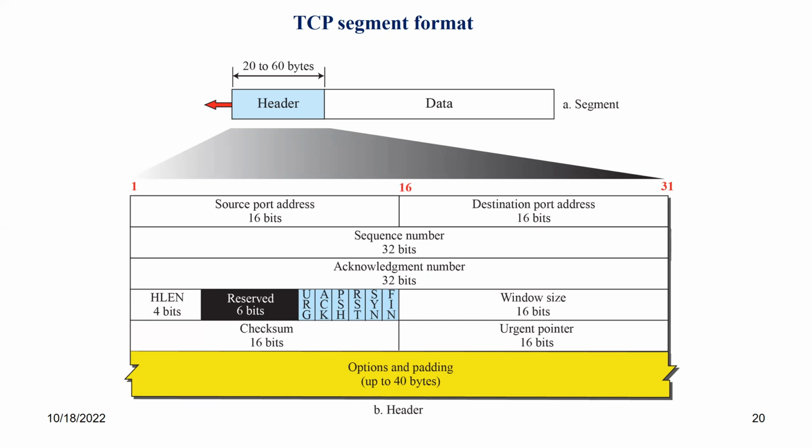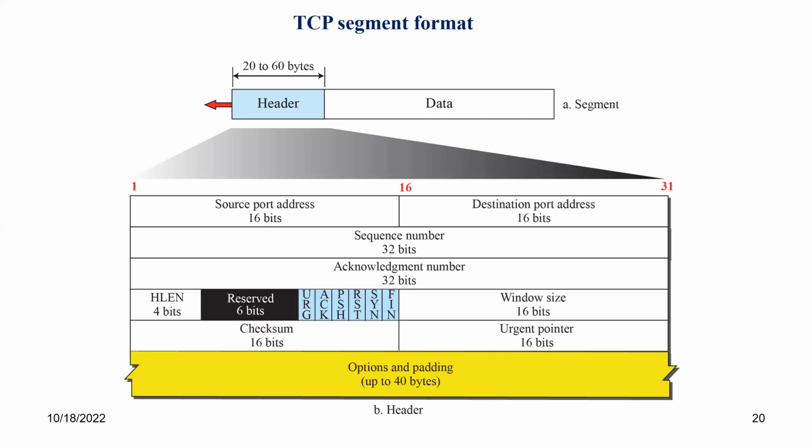At last, the header length, HLEN, represents the header length, which is 4 bits. How do we represent it? I told you it is a maximum of 60 bytes and a minimum of 20 bytes. The maximum is 15 into 4, and the minimum 20 is 5 into 4. So the minimum value of header length is 5 and the maximum value is 15.